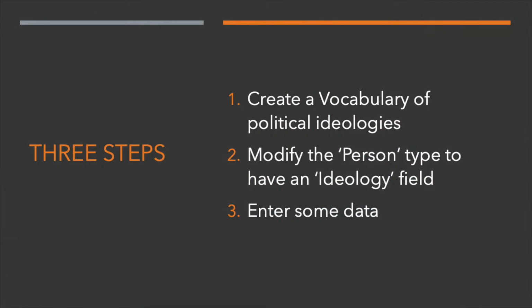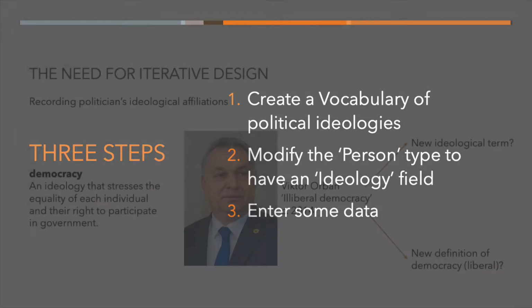For our example in this tutorial, we're going to modify the structure of the World Leaders database we created in the first tutorial. After modifying the structure, we will be able to record the ideological affiliations of each of the world leaders in the database. To do this, first we will create a vocabulary of different political ideologies. Secondly, we'll modify the person record type so that it has a new ideology field where this information can be stored. And lastly, we'll enter some information about Robert Menzies' ideological commitments.